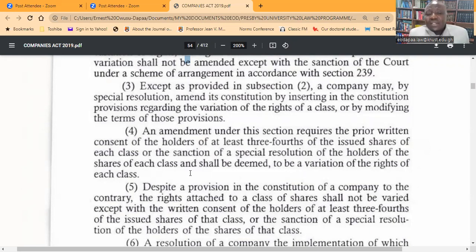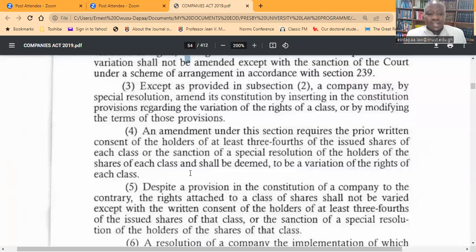So this is very important. Let's say you have class C shareholders, and the authorized number of shares in class C is 5,000, and out of the 5,000, 3,000 have been issued. Now, what section 50, subsection 4 is speaking to is that if you want to amend the provision relating to variation of class rights, then you need written consent of 3/4 of the 3,000 issued shareholders before you can validly amend the bundle of rights attached to that particular class.